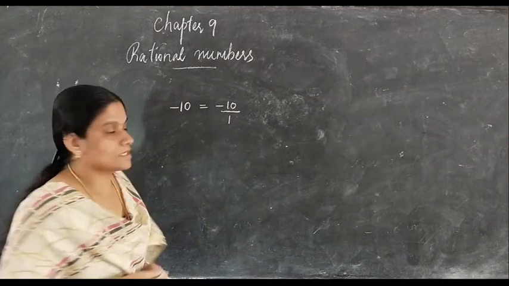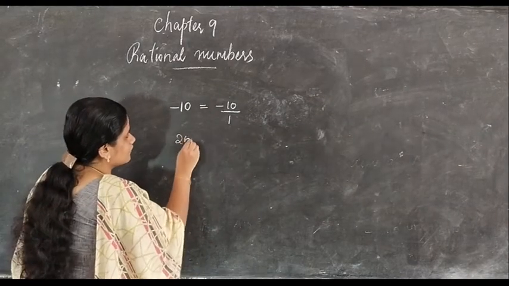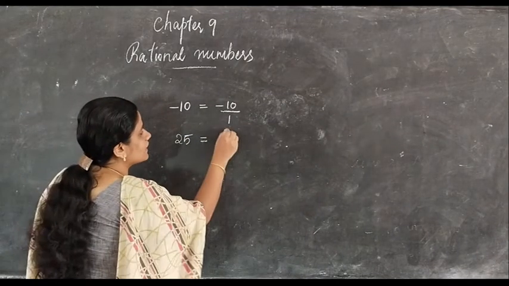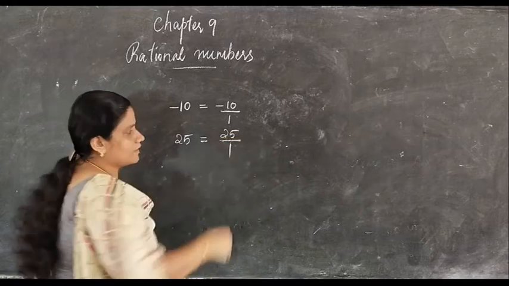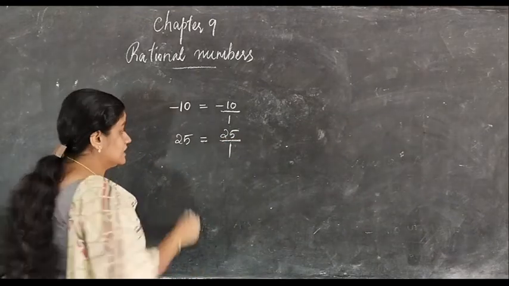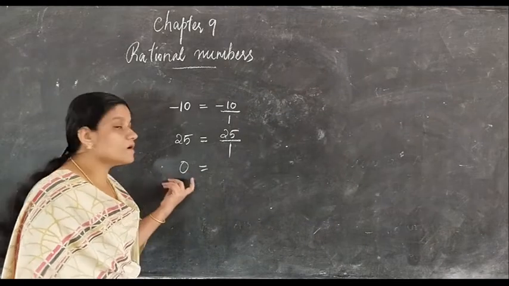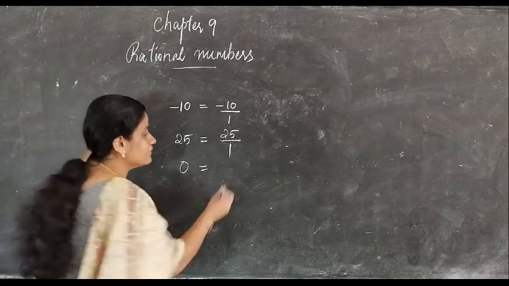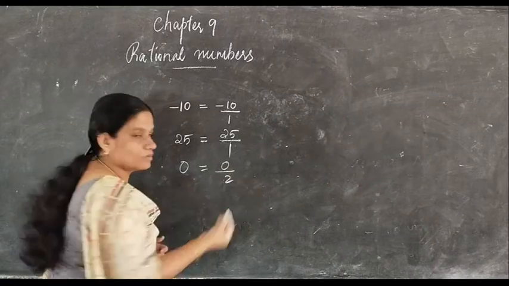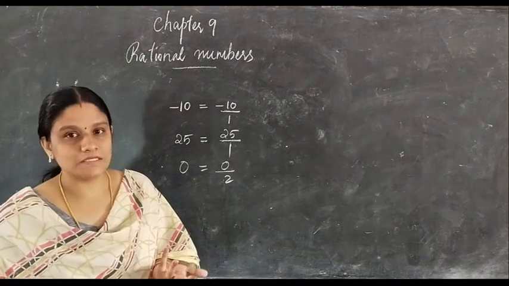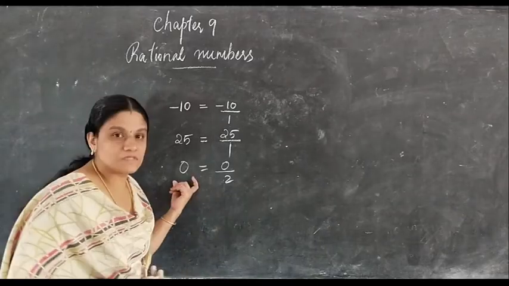Now, if I take 25, is 25 a rational number? Yes. In simple form, you can write it as 25 by 1. It is a rational number. Is 0 a rational number? Yes, 0 is also a rational number. Can you write 0 as 0 by 2? 0 by 3? 0 by 4? 0 by 5? 0 by 1? Anything gives you 0.